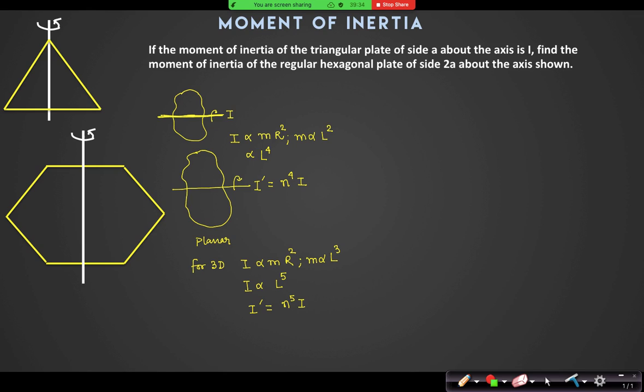Suppose you have a statue several meters high, and you want to find the moment of inertia of that statue. What you can do is build a similar statue, make it n times smaller, and find its moment of inertia. Just multiply it by n to the power 5.